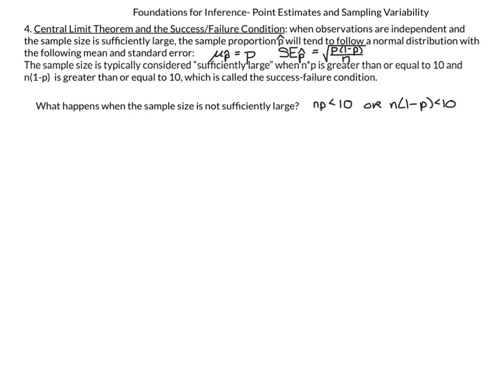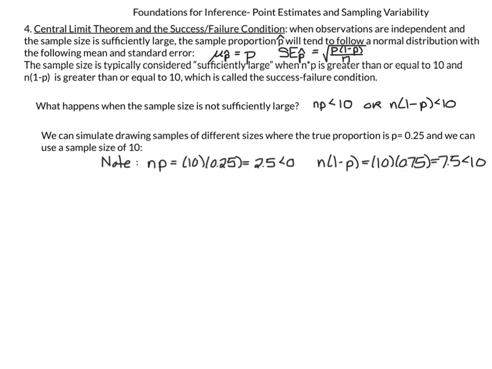These next questions are about some technical details. What happens when the sample size is not sufficiently large? That is, np is less than 10, or n times 1 minus p is less than 10. In this case, the success-failure condition is not met. If either this fails or this fails, then the whole thing fails, because for the success-failure condition to be met, both of them have to be met. So if either one fails, that's why I have an "or" here, then the condition is not met.